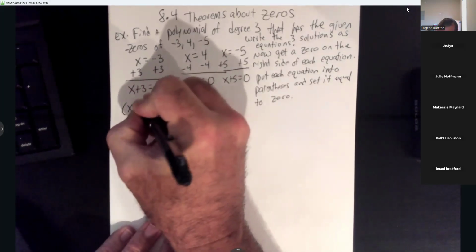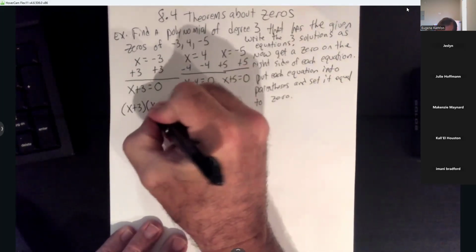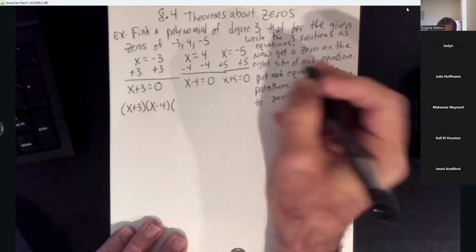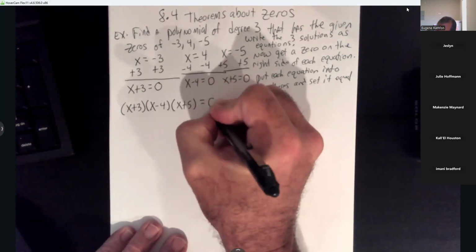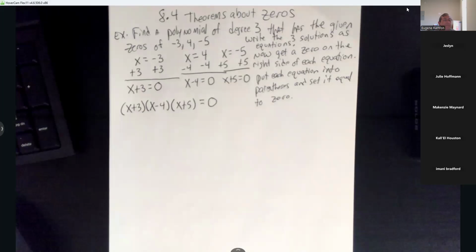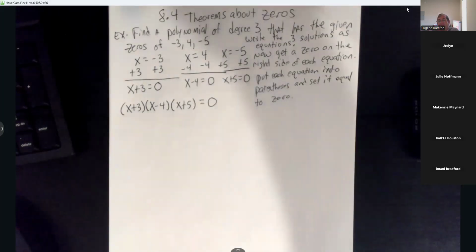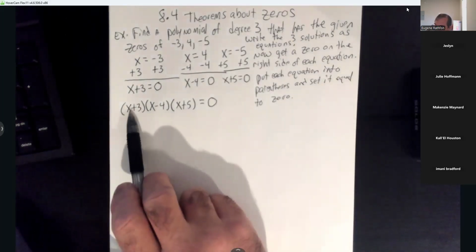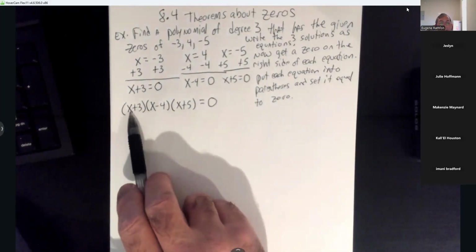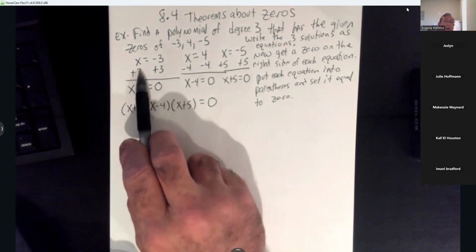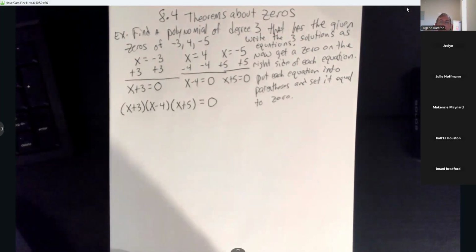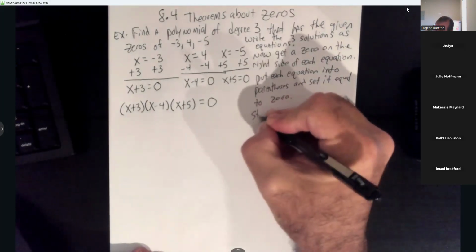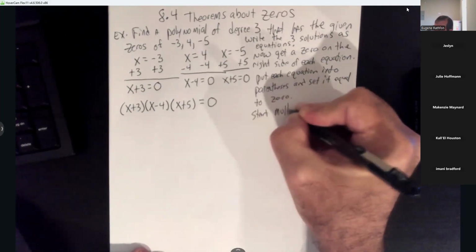x plus 3 times x minus 4 times x plus 5. All of that is still equal to 0. So you see how yesterday when we had these things factored, we took the factors, set them equal to 0, and then we solved them. So see how we're sort of going right in reverse. Now what you got to do, start multiplying.